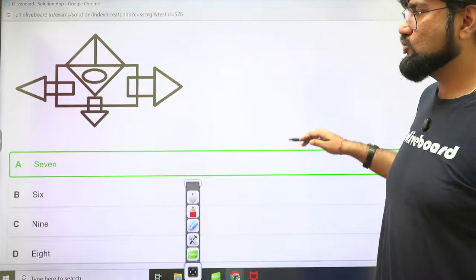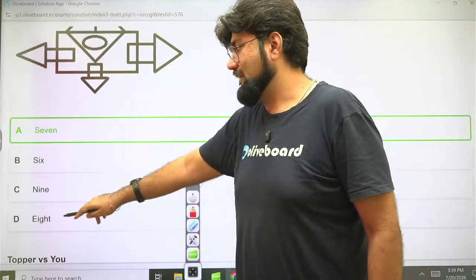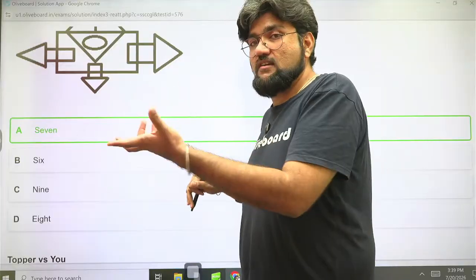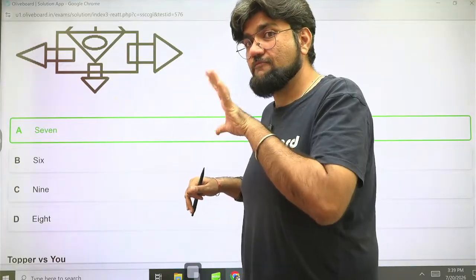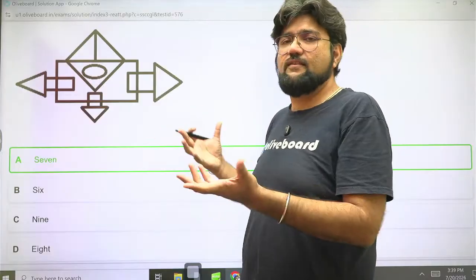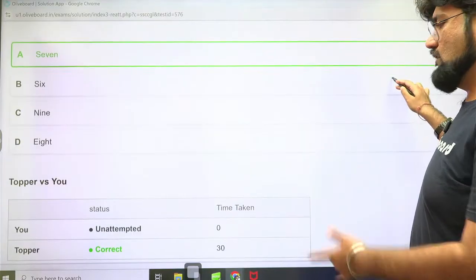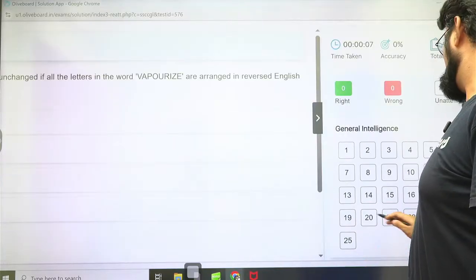Only problem some students might face is, even after getting 7, they will look at the options, they will come across 6 and 8. They'll be like, either I have counted one extra triangle or I may have missed one triangle, and they'll just give this figure a glance through once again. That will waste another 4 or 5 seconds of theirs. That's it. Otherwise, this question will not trouble you. 30 seconds. Perfect. Next.